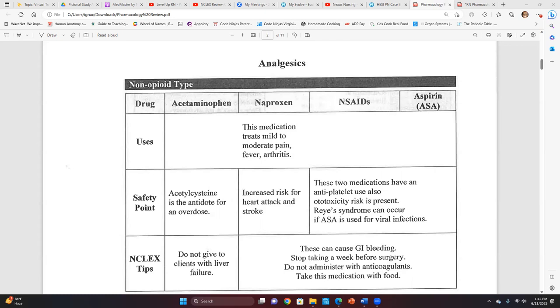So we're going to jump right in and talk about analgesics. When I think about analgesics, I think about my patient that has pain. I have to rate the pain on a pain rating scale of 0 to 10, 0 being no pain, 10 being the worst possible pain imaginable. Depending on what my patient's pain is, that's going to determine the pain medication that I administer. In this case, we're looking at non-opioid types. So the pain is there, but it's not severe pain. This is mild to moderate pain, and we're talking about acetaminophen, naproxen, and our NSAIDs, as well as aspirin.